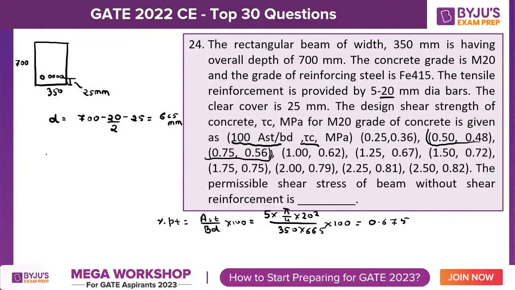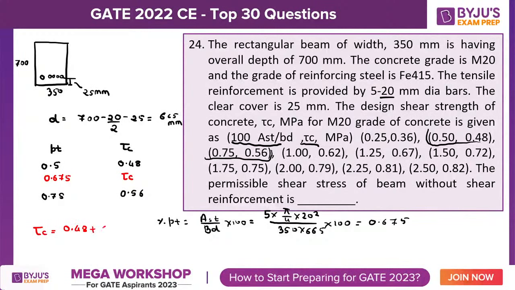Now guys, we have two conditions over here, percentage steel and tau c. If percentage steel is 0.5, then tau c is 0.48. And if this percentage is 0.75, then tau c is 0.56. Our task is to calculate the value of tau c for a percentage of 0.675. So what is the value of tau c? That is the question.